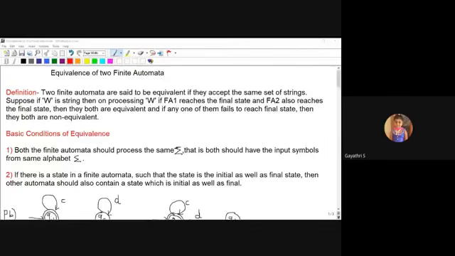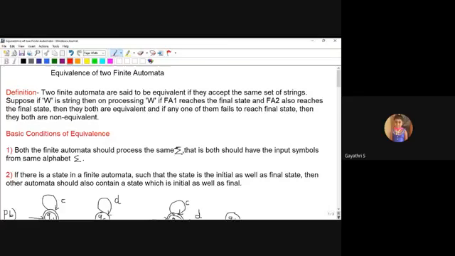Equivalence of two finite automata. So the definition: two finite automata are said to be equivalent if they accept the same set of strings.